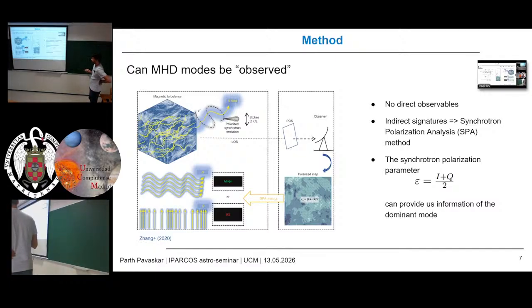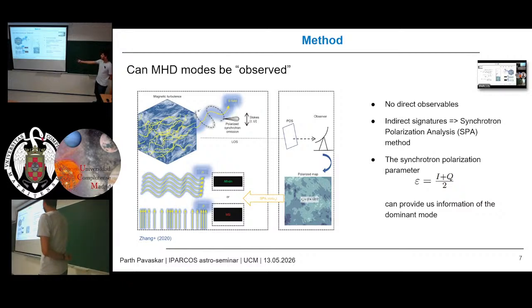But there was a paper in 2020 from Zhang et al. that actually did find out, from an empirical method, that the Stokes parameters of synchrotron polarization somehow do contain some kind of information about which mode dominates the energy. How they showed that this works is they basically took this parameter, which is now I plus q divided by 2, took the variance of this parameter and just tested this for different lines of sight for synthetic observations.